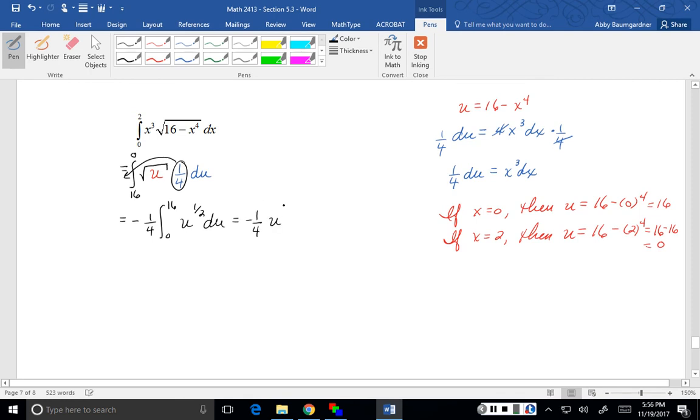So I add 1 to the exponent, divide by that same number, evaluate from 0 to 16. Remember, this 2 can pop up top here. So we have a negative 1/4 times 2/3 u to the 3/2 power, 0 to 16. You do not need a calculator for this. Don't want to hear any whining about it, okay? Because we can do this. We have u to the 3/2 power.